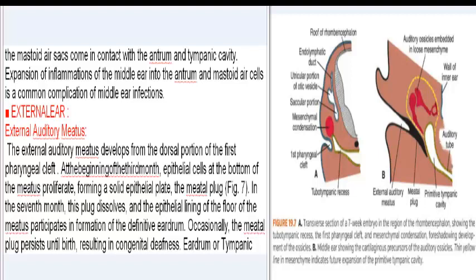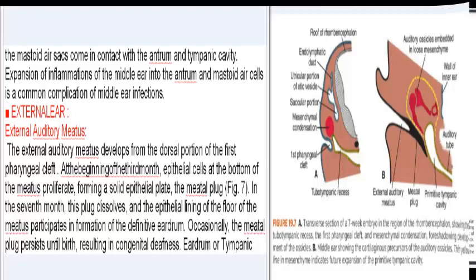External ear, external auditory meatus. The external auditory meatus develops from the dorsal portion of the first pharyngeal cleft. At the beginning of the 3rd month, epithelial cells at the bottom of the meatus proliferate, forming a solid epithelial plate, the meatal plug, Fig. 7. In the 7th month, this plug dissolves, and the epithelial lining of the floor of the meatus participates in formation of the definitive eardrum. Occasionally, the meatal plug persists until birth, resulting in congenital deafness.